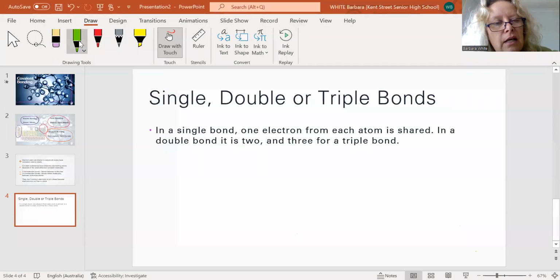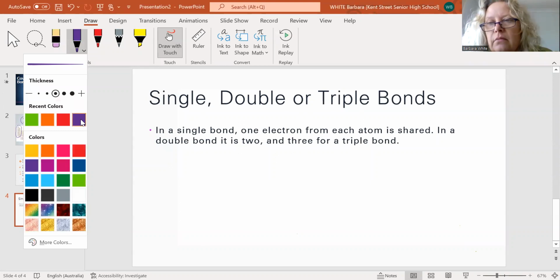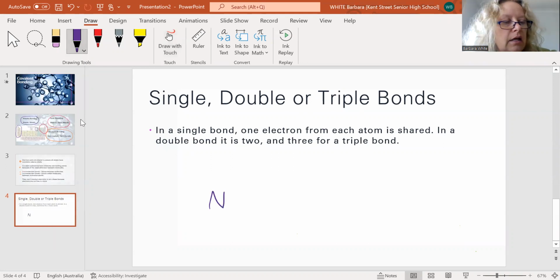Nitrogen is an element that has 3 spaces in its valence shell. So here it is. It's in group 5. Is it group 5? Group 15. So it's got 5 valence electrons. So it'll have a pair here. It'll have 1 here, 1 here, and 1 here.